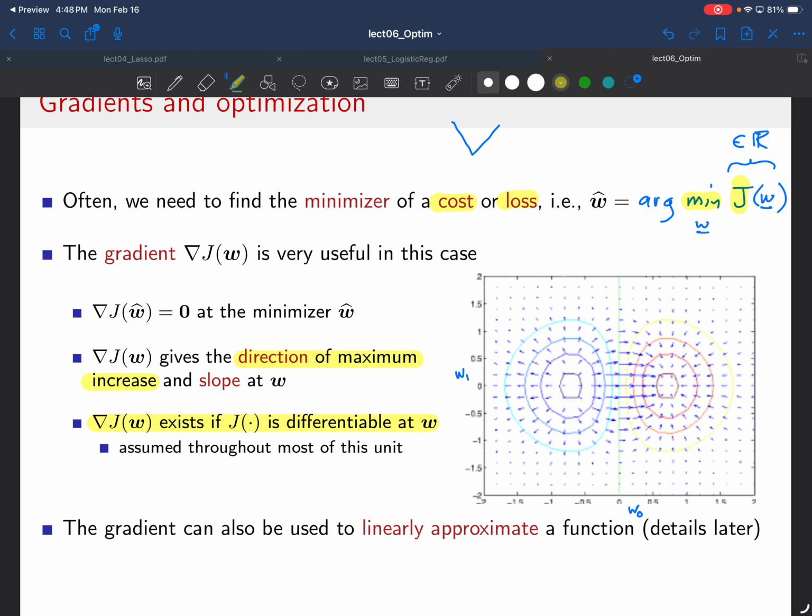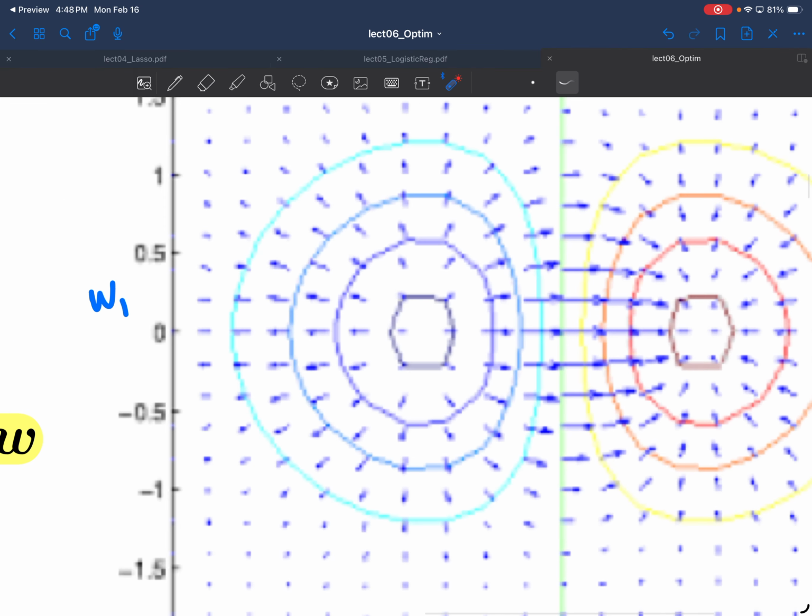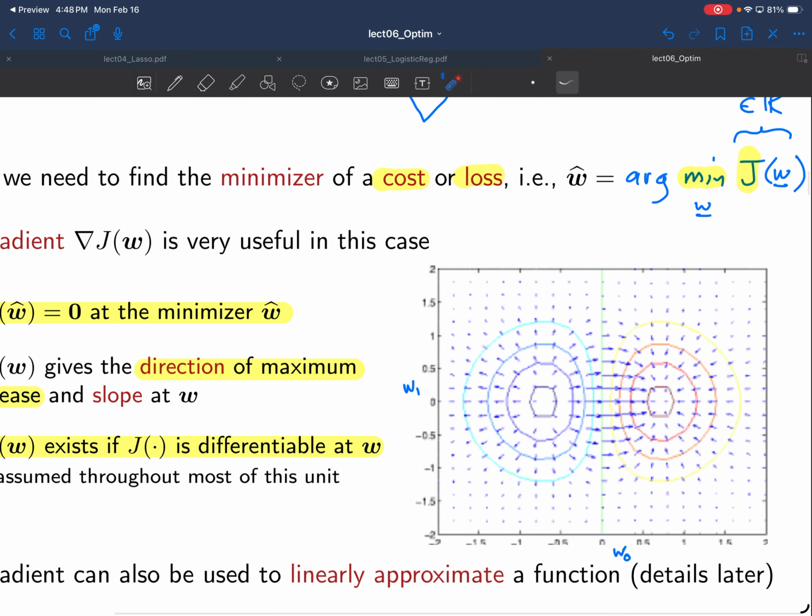And then finally, one of the important things for us is at the minimizer, the gradient is 0, right? So here, at that minimum, if you plotted an arrow there, it would have 0 length. And so that is something we can try to exploit. What is the gradient over here? Anybody? At the peak. Also 0? It's also 0, right? So this is something that we also have to contend with.